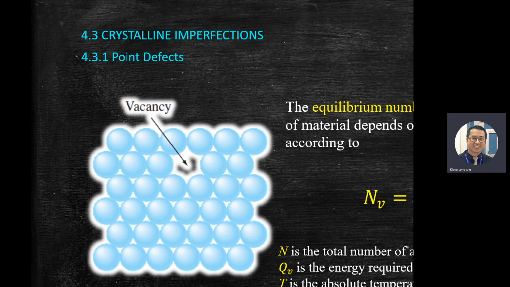Q_V is the energy required for the formation of a vacancy. Just now you were introduced to one number, which is 1 eV, but different materials have different energy to form the vacancy. This one normally will be given in the question. The k value won't be given; you are expected to memorize it. And this one is the exponential, e to the power of something.